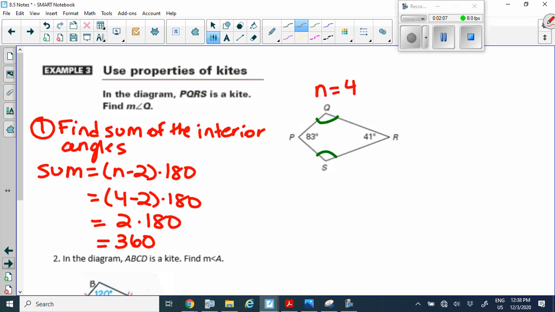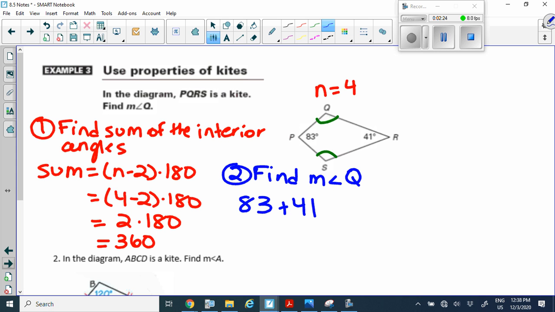Okay, so now our next part is to find the measure of angle Q. To do that, we're going to take the angles that we already know, so 83 plus 41. We're going to add those together and then subtract from our 360 degrees. So I'm going to do it this way, okay? We have 360, and I'm going to subtract the known angles that we have. You can just plug this into your calculator. When we do that, we get 236, okay?